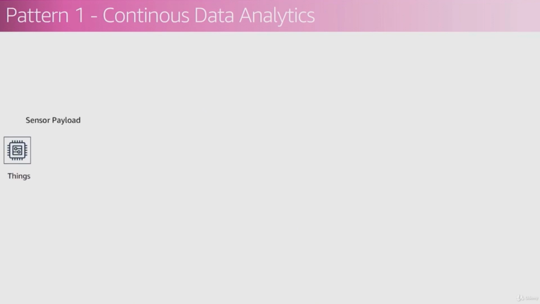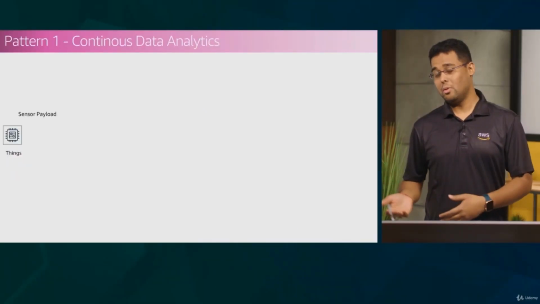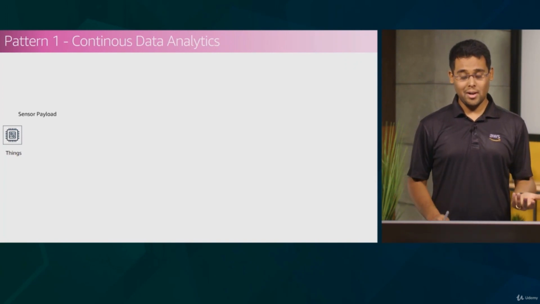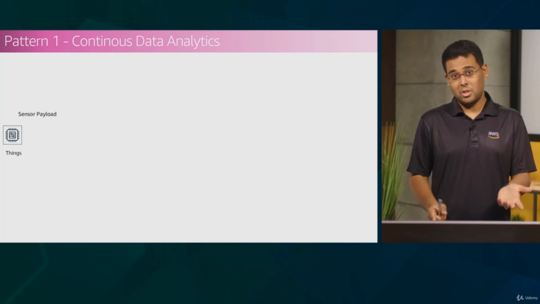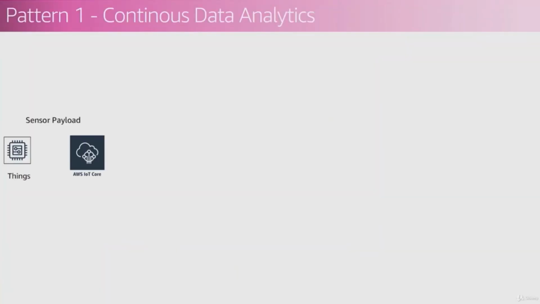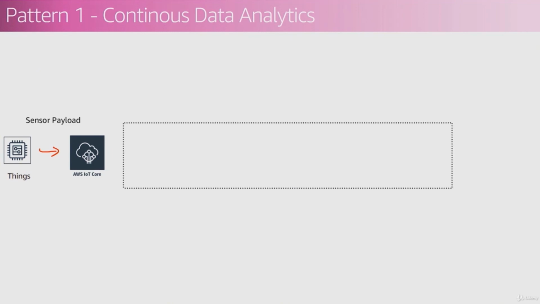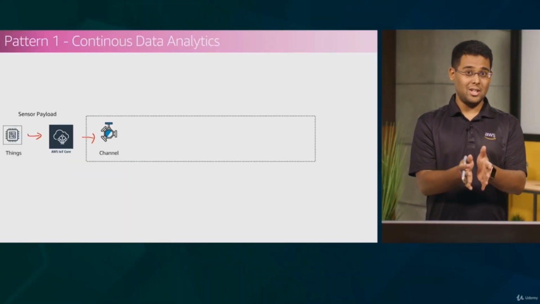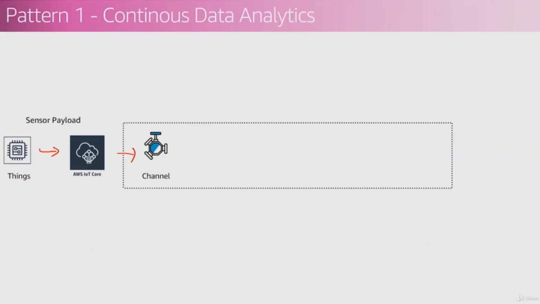In this pattern, you might have devices like a refrigerator, a washing machine, a fitness tracker, or even a connected car from where you are collecting all the data, which is essentially your sensor payloads. And the data hits IoT Core, which is our managed service for handling trillions of transactions from IP-connected devices. Once it hits IoT Core, the data goes through a channel. If you remember, this is the first point of ingestion for your IoT data into IoT Analytics service. From the channel, the data goes through a pipeline.